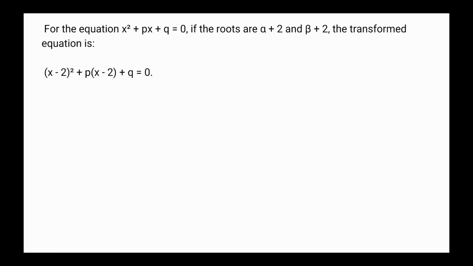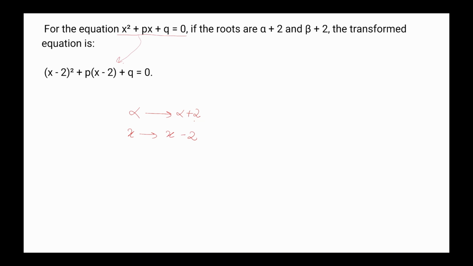Now let us look at this example. They've given us an equation. They've told us what would be the equation if I substitute my roots as alpha plus 2 and beta plus 2. So if I'm replacing my alpha as alpha plus 2, then what would be my x replaced as? It would become x minus 2, the opposite of my roots. So it would become x minus 2. Simply in this equation, I replace x as x minus 2 and I get this answer.